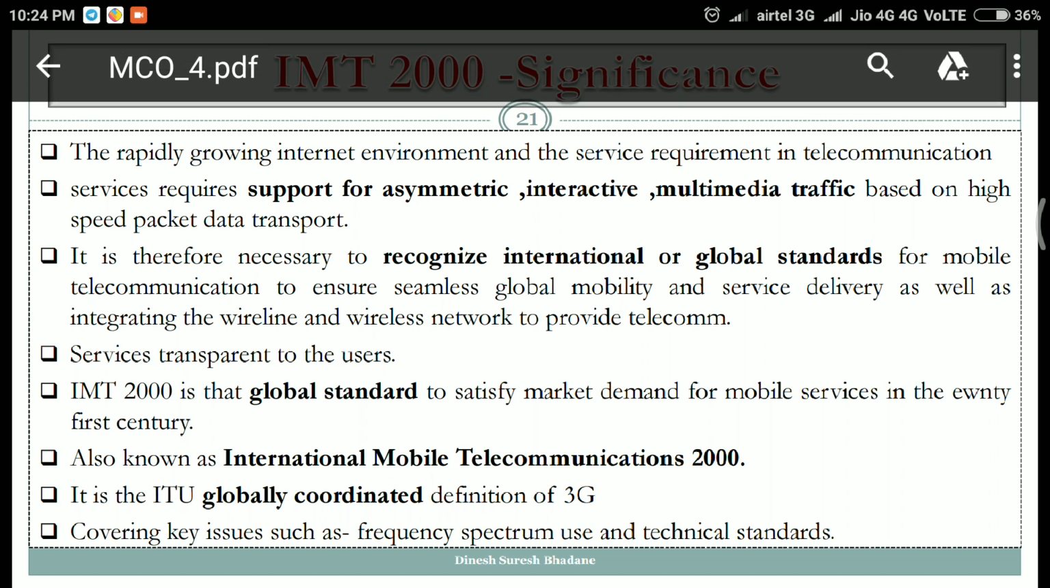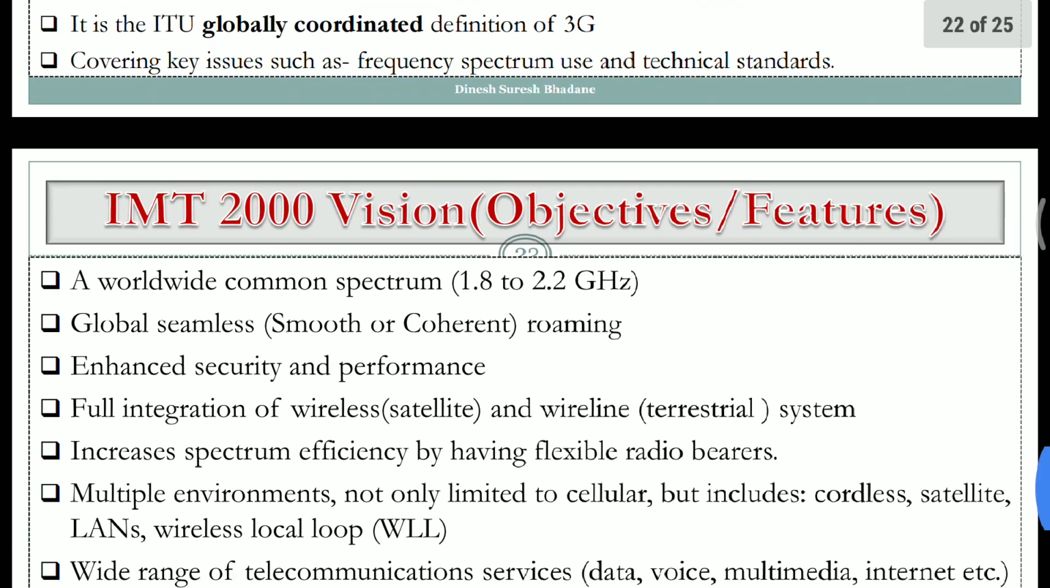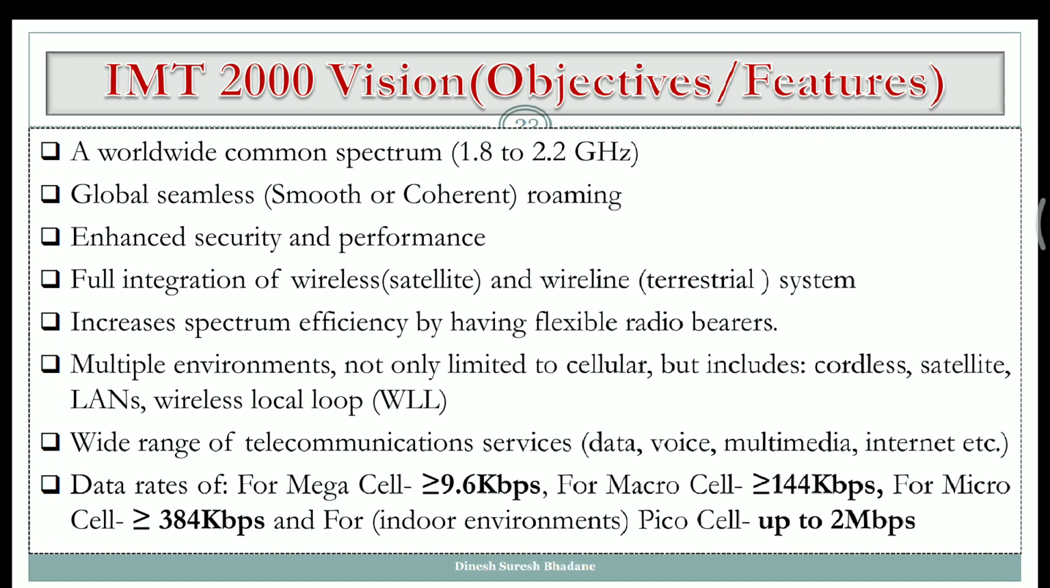Next, IMT 2000 is the global standard to satisfy the market demand for mobile services in the 21st century. It is also known as International Mobile Telecommunication 2000, where International Mobile Telecommunication is the long form of IMT. It is the ITU globally coordinated definition of 3G, covering key issues such as frequency, spectrum use, and technical standards. The next topic is IMT 2000 visions, that is, so-called objectives or features.